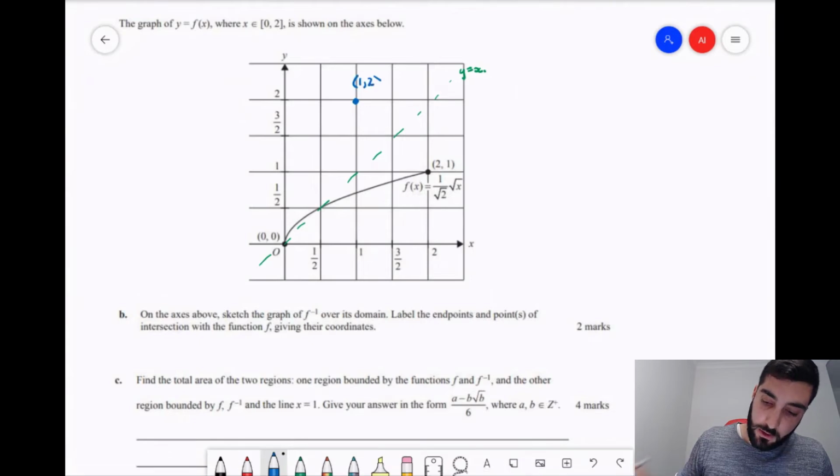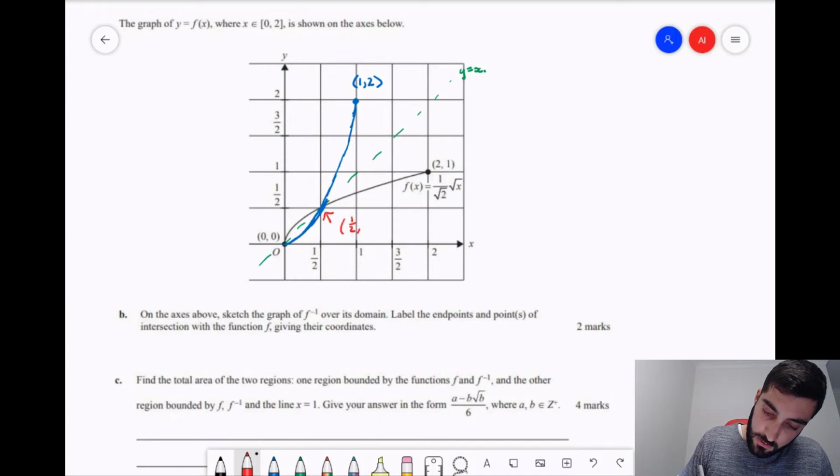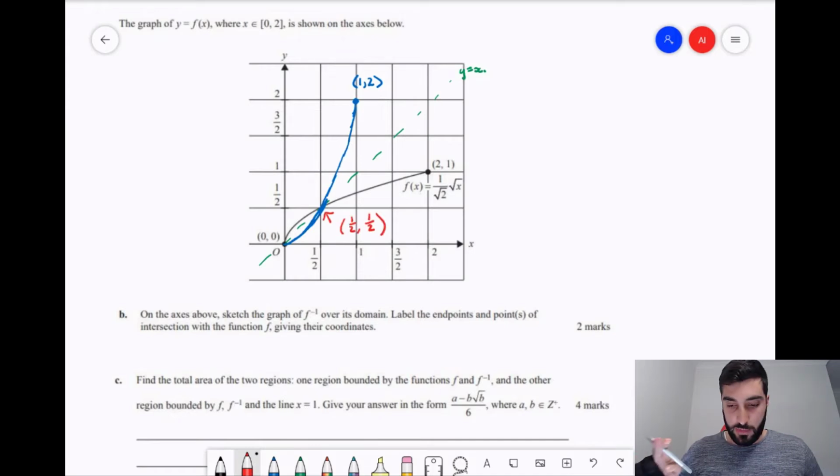So 1, 2. I'm actually doing that as the first step, and we know the shape should be sort of like a mirror image about this line y equals x. So if I try to plot this in as best I can, making sure it intersects at the point where we've got half-half, and that should be just about everything.